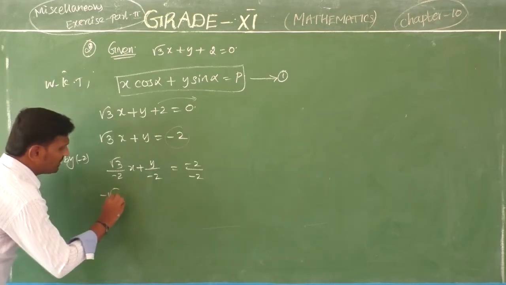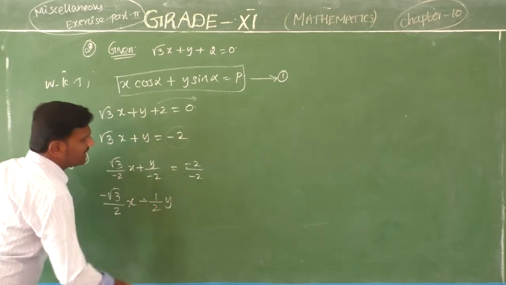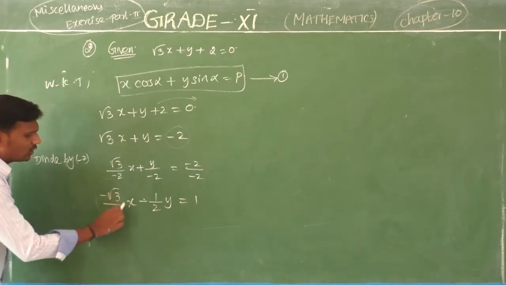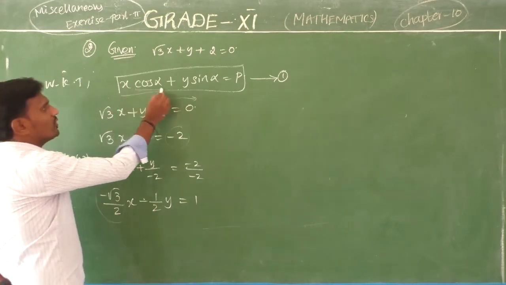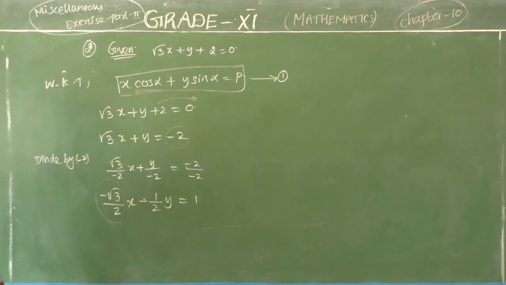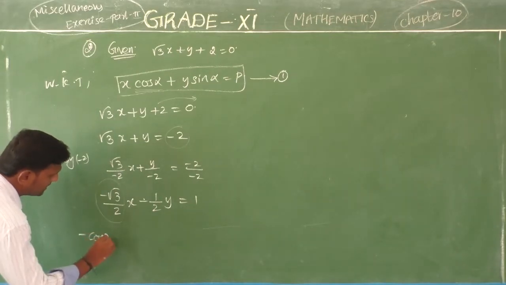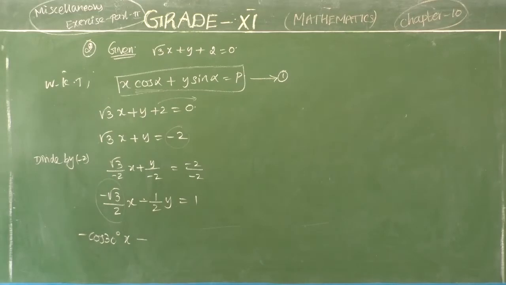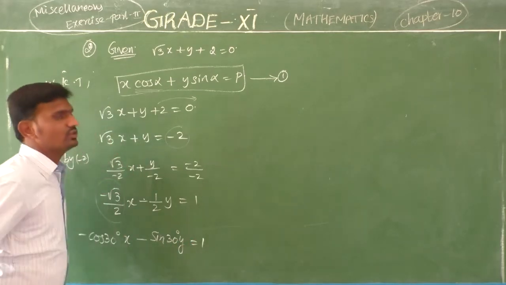Now the answer will come: minus root 3 by 2 x minus 1 by 2 y equal to 1. See, root 3 by 2, for the cosine angle, what value of theta will come? You know that, it is cos 30 degrees. So minus cos 30 degrees into x, and minus sin 30 degrees into y, equal to 1.